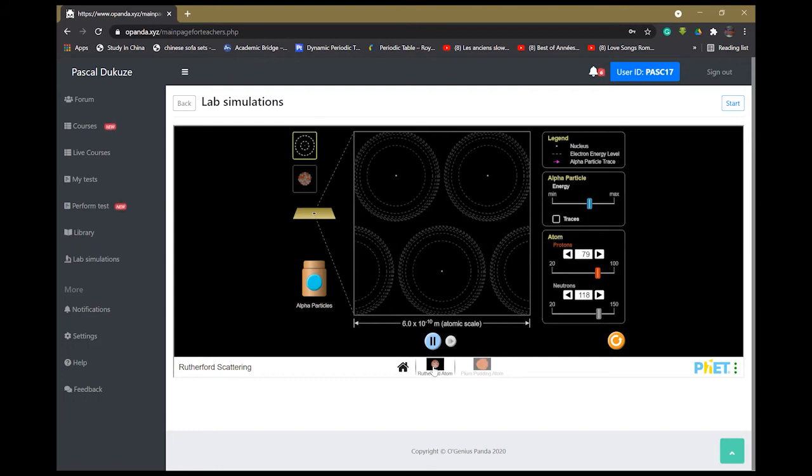Now, with Rutherford's experiment, you can see that we have some electronic shells. We have this small body in the center with a yellow color. This is representing the nucleus. You can see on the legend, it is the nucleus, and the discontinuous circular lines are the energy levels. And then we will have the alpha particles, which will be moving when we start the emission of the alpha particles. Still, you can change the energy and you can also show the traces.